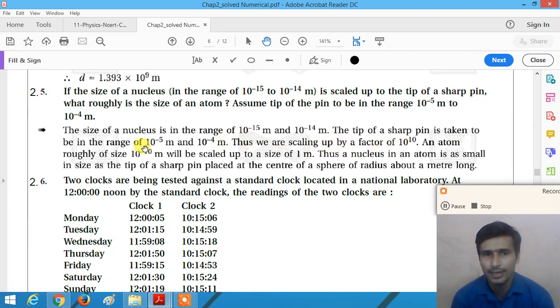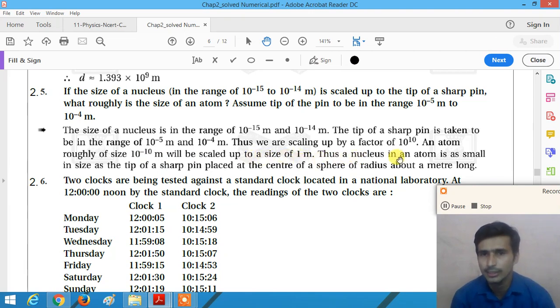If we divide 10 raised to minus 5 by 10 raised to minus 15, we get the scaling factor, which is 10 raised to 10 meter. Now, the size of the atom. An atom is roughly of a size 10 raised to minus 10 meter, which will be scaled up to the size of 1 meter. So if we multiply 10 raised to 10 by 10 raised to minus 10, we get the scale up to the size of 1 meter.